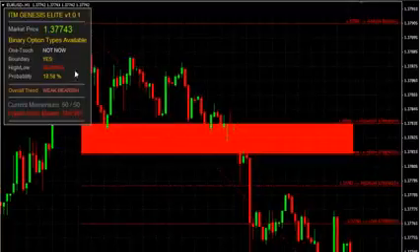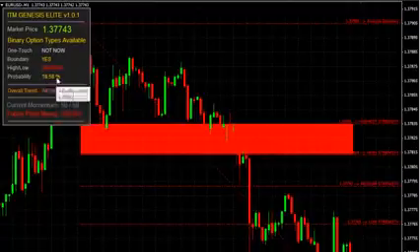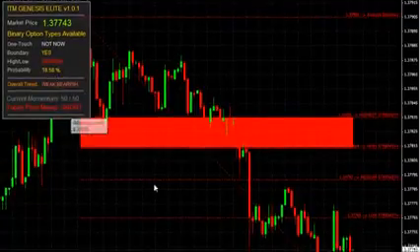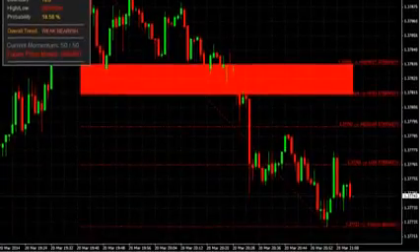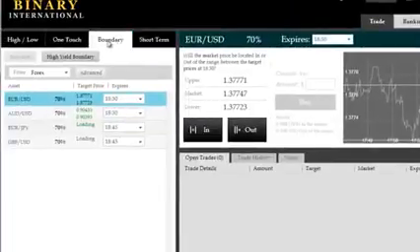Good evening, just after 6 p.m. GMT here on the Euro USD. We're looking at a boundary trade showing a very low probability of 18.58% to stay within this low strength boundary. So we're going to go for an outside boundary option if it's available.